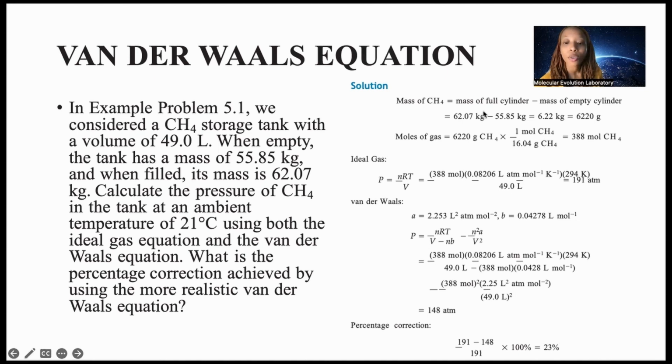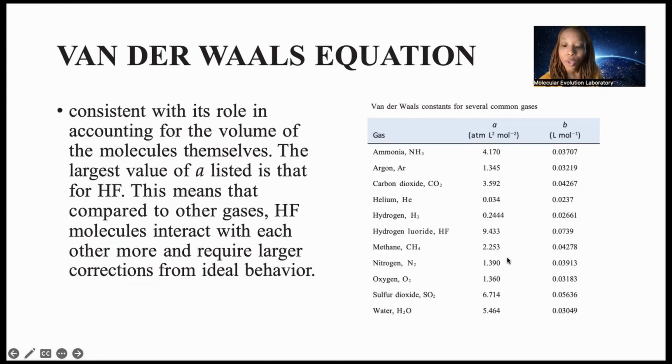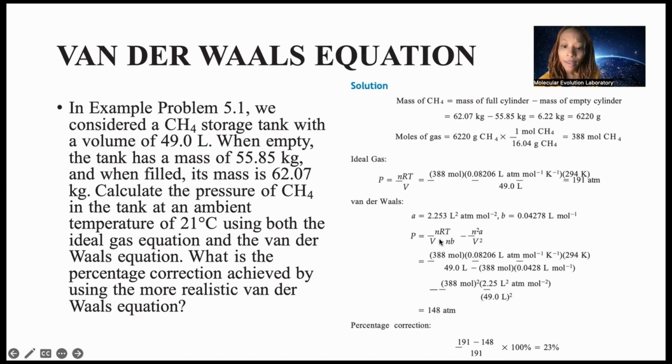What is the percentage correction achieved by using the more realistic van der Waals equation? So here we can see the mass of the methane is the full cylinder minus the empty cylinder. We find the moles from the mass in grams of methane, and also, using the ideal equation, we find the pressure of methane in the tank at a specific temperature. Using the van der Waals equation, we find the constants A and B of methane, 2.25 and 0.42, and we have the number of moles, which is 388 moles.